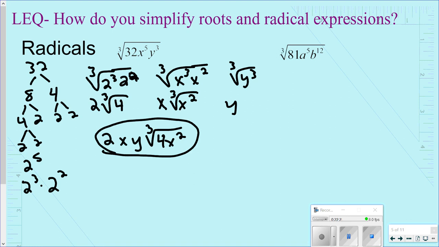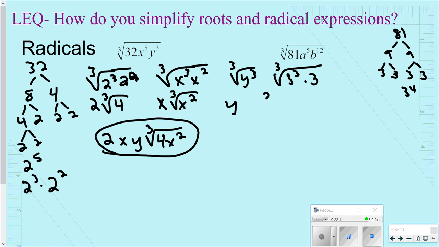All right, next, cube root of 81. So I'm looking at the tree here. 9 times 9, 3 times 3, and again, I'm getting 3 to the 4th. I want cube root though, so I'm going to rewrite that as the cube root of 3 cubed times 3, which is 3 to the 4th, which is 81. So cube root of 3 cubed is 3, and I'm left with the cube root of 3. That's a lot of 3's. 3 cube root of 3.